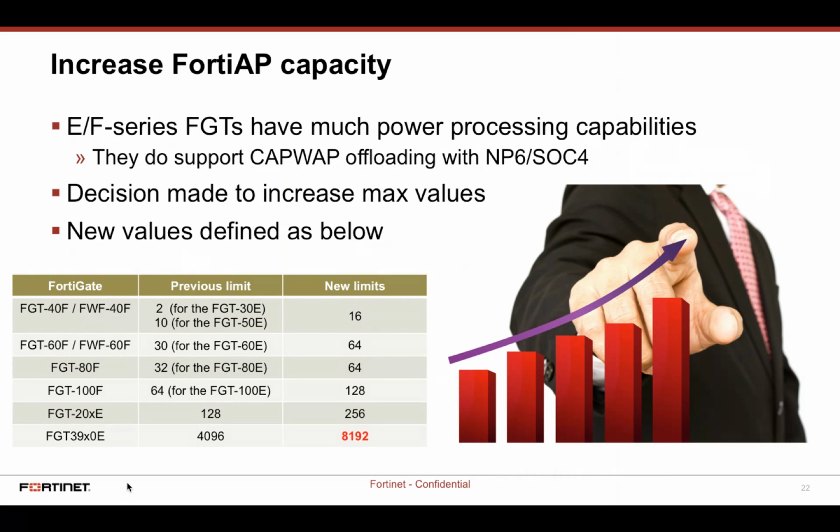So this is a quick look at the increased AP support on our new hardware. If you look at the FortiGate FWF 40 or 40 gate device, the new limit for number of APs supported is now 16 access points. Moving on to the 80, which was 32, it is increased to 64 now. In the same way, the 40 gate, 30 900 series firewall will support up.